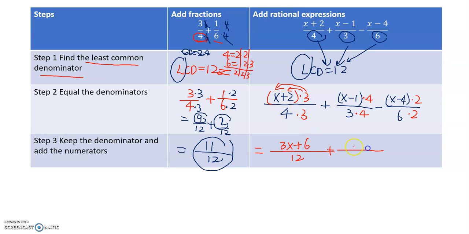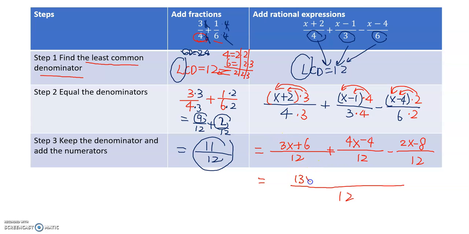And in the second fraction, we distribute 4 to both of them. So we have 4x minus 4 over 12. And the last one we distribute 2 to both of them. So we have 2x minus 8. And after that, we follow the third step: keep the common denominator 12, and add or subtract the numerators.